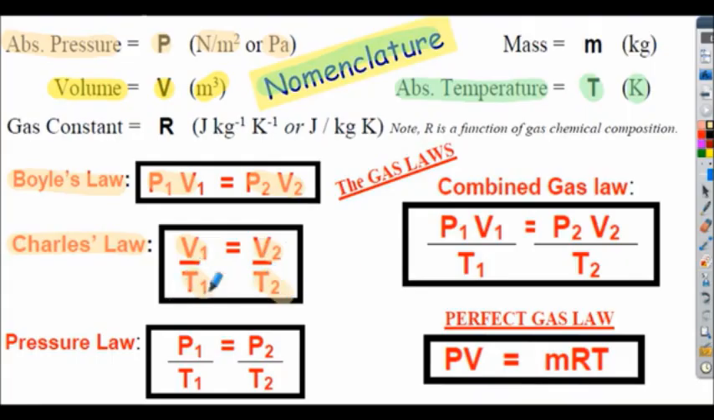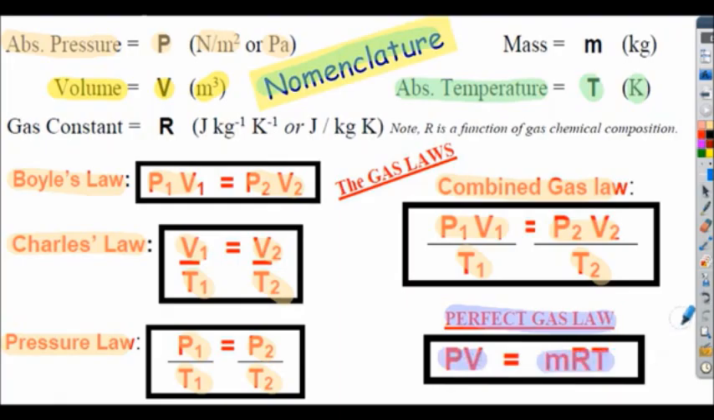T1 being the initial temperature of the gas, T2 being the final temperature of the gas within our process. The pressure law, P1 divided by T1 is equal to P2 divided by T2. And the combined gas law, P1 V1 divided by T1 is equal to P2 V2 divided by T2. There's a slight variation for the perfect gas law here. We have PV is equal to MRT.